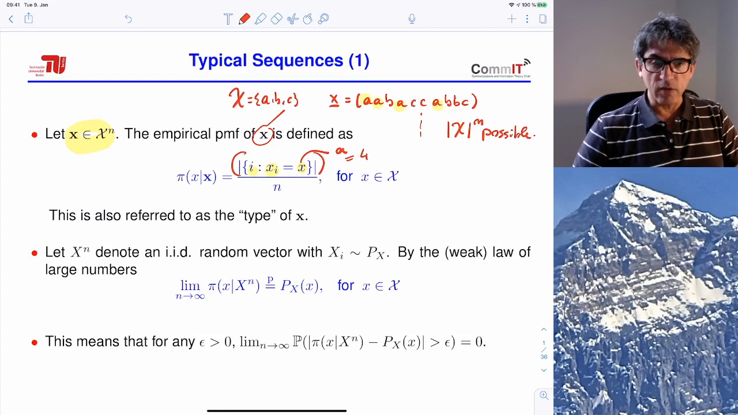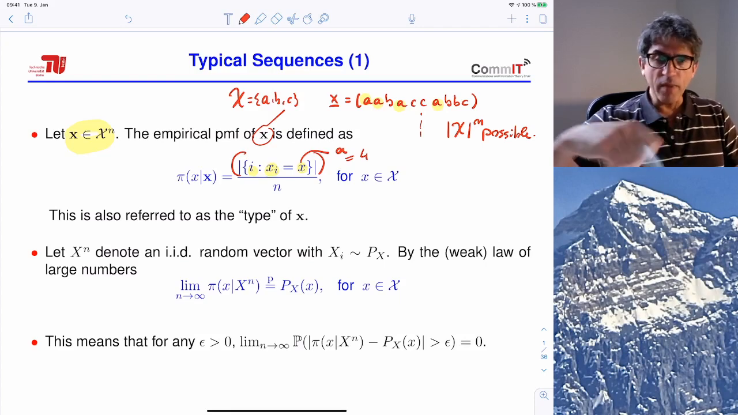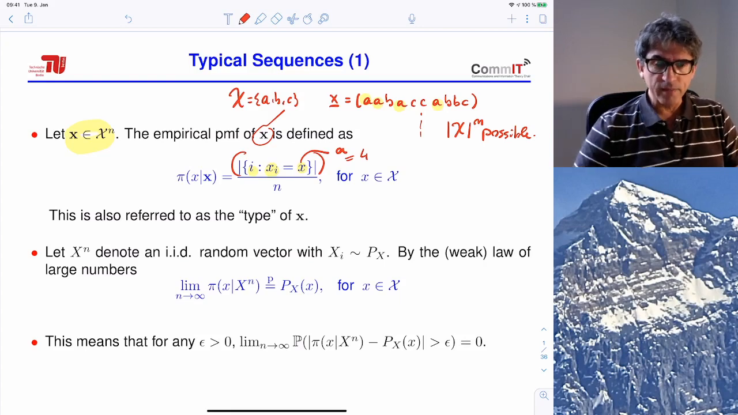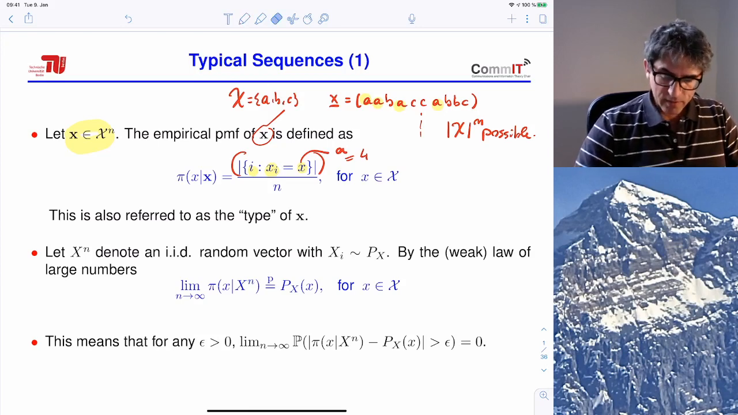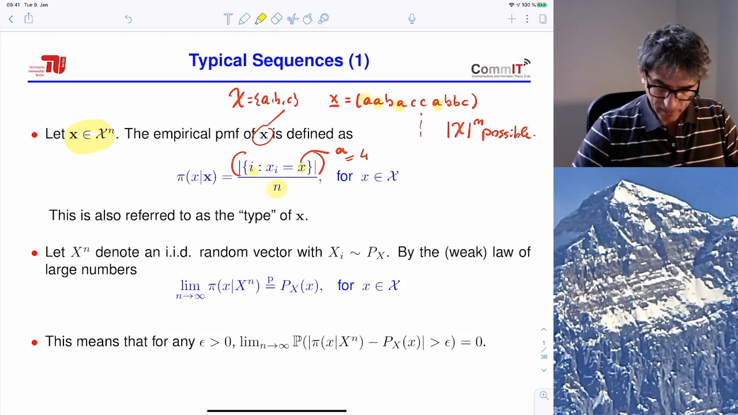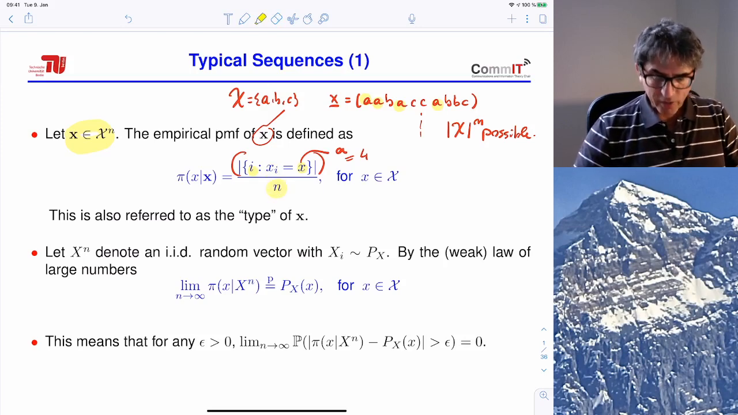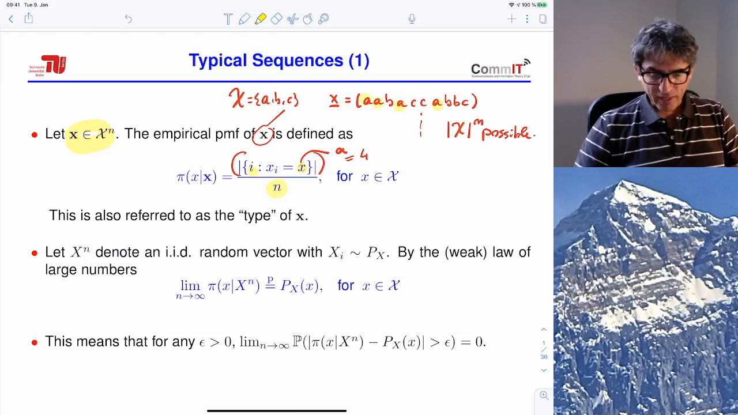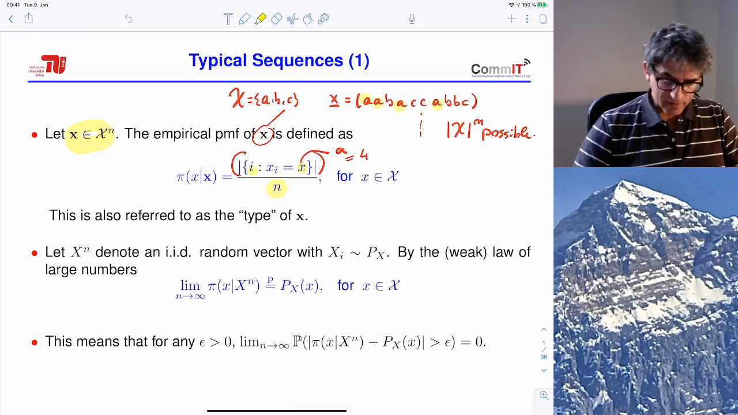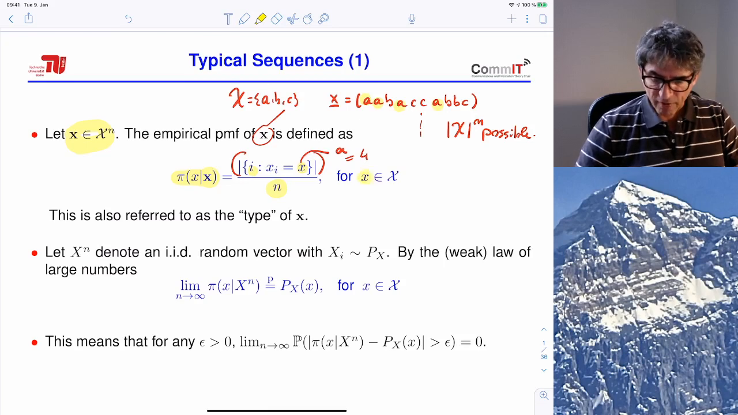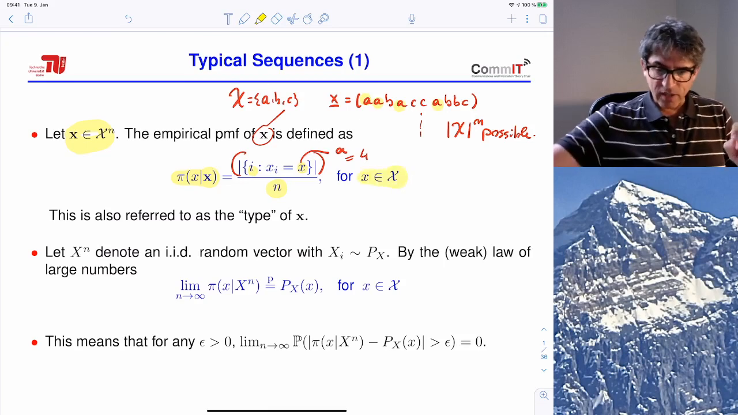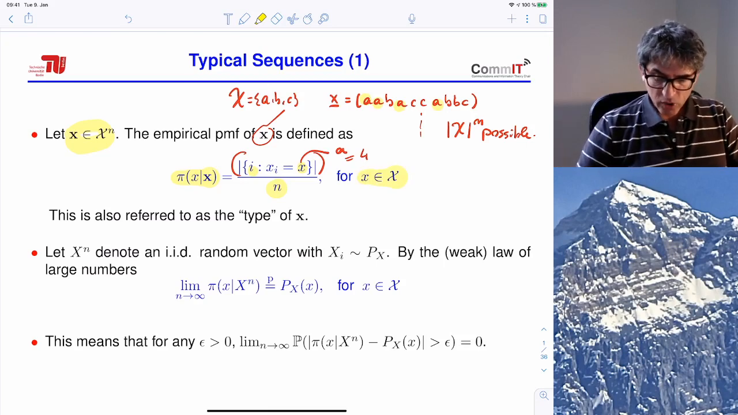So for a given sequence of length n, we can count how many times a given letter x appears. This is called the empirical count. When we divide by the length of the sequence, so when we divide by n, this ratio is called the empirical frequency of the letter x in the sequence bold x. We denote this quantity as pi of x given the sequence we are looking at. Of course, you can do this for every letter of the alphabet, so for a given sequence, we can list those empirical frequencies.